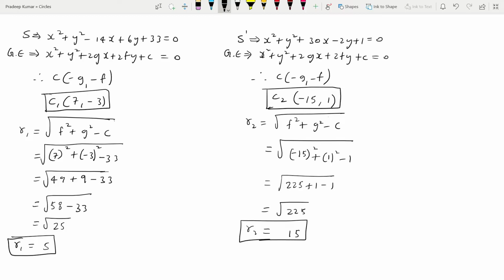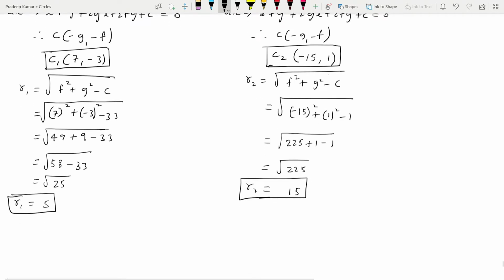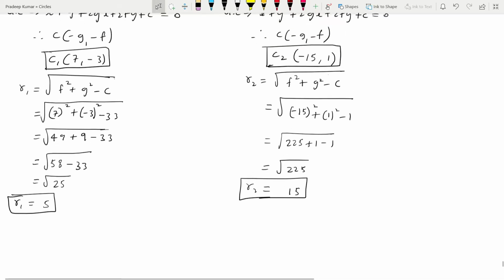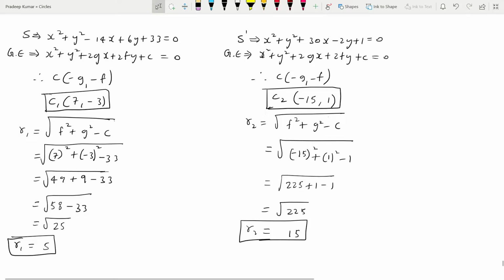So by using these particular values, the two centers and the two radii, we can find out the internal center of similitude and also the external center of similitude, both of them. First we'll find out the internal center of similitude. So let's do that. Before going further, we'll find out whether the two circles are touching or not.